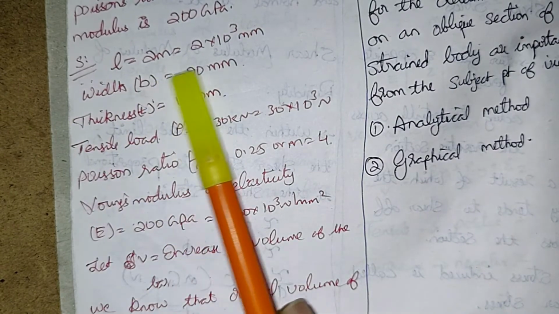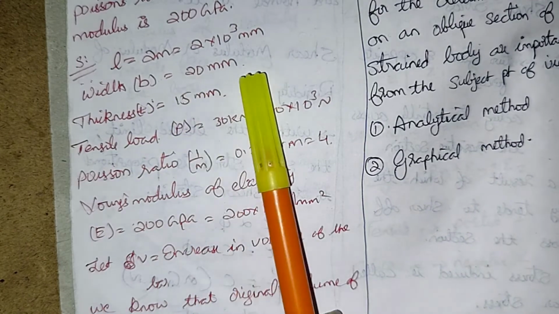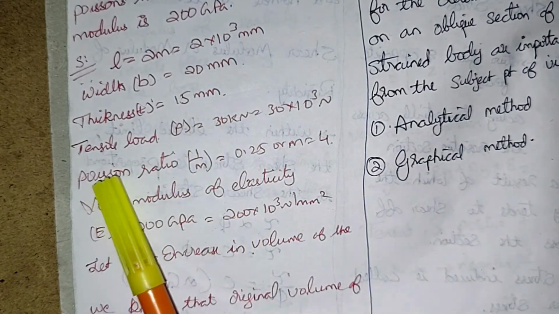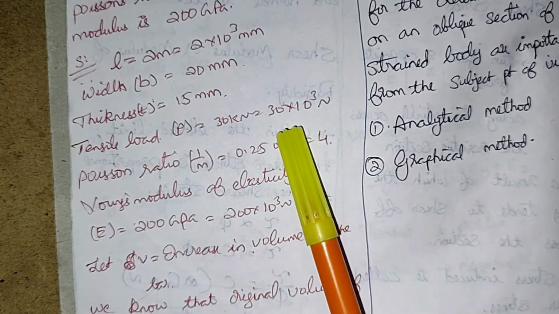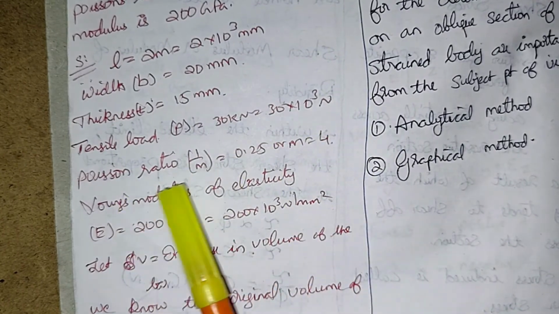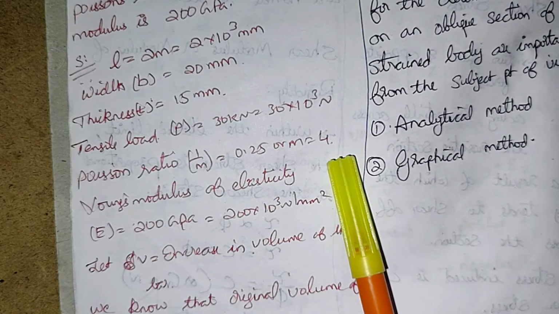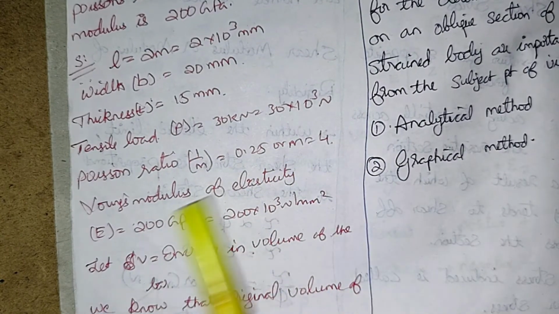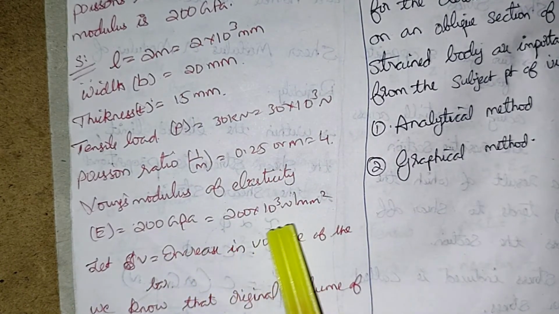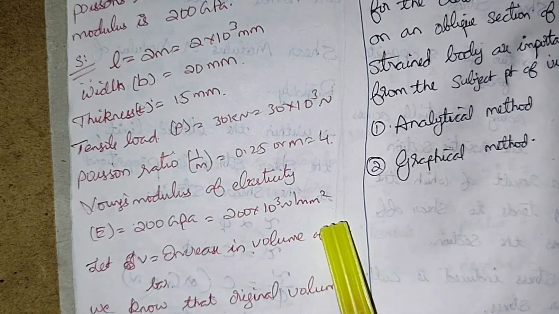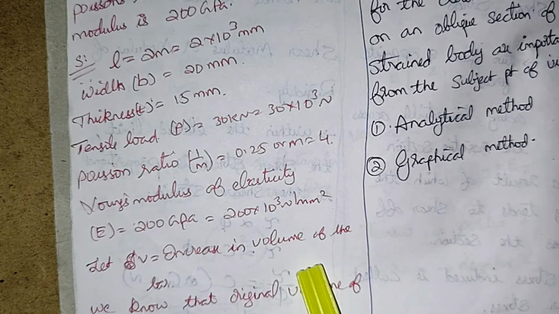L is 2 meters, converted, 2 into 10 to the power 3 mm. Width B is 20 mm. Thickness T is 15 mm. Tensile load P is 30 kilonewtons, we are taking it as 30 into 10 to the power 3 newtons. Poisson's ratio 1 by m is 0.25, or m we can write as 4. Young's modulus of elasticity is 200 gigapascal, that is 200 into 10 to the power 3 newton per mm square. So let delta V be the increase in volume of the bar.